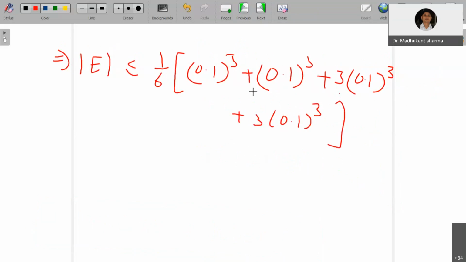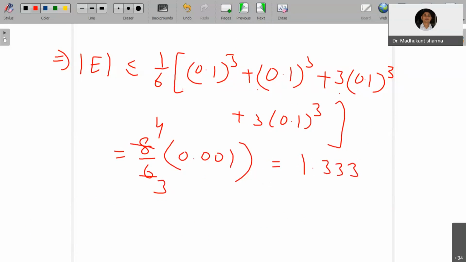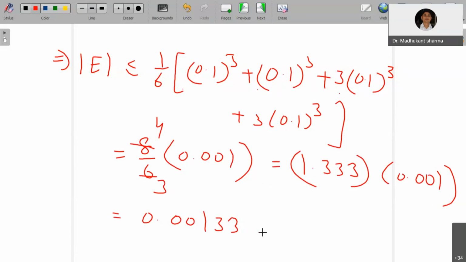So you have 3, 3, 6 plus 2 is 8. So 8 by 6 times 0.1 cube, which is 0.001. You can further simplify: 8 by 6 is 1.333, into 0.001. So you can certainly say 0.00133. So the error is approximately going to be less than or equal to this number for the quadratic approximation.